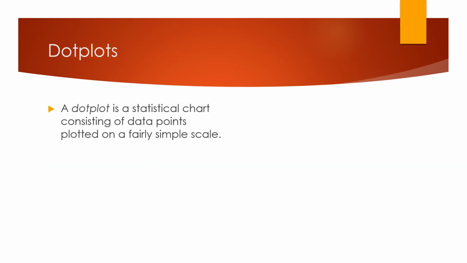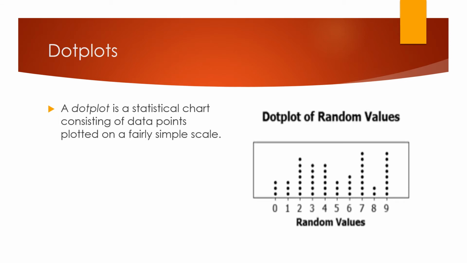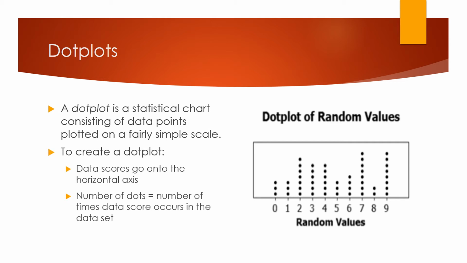Dot plots are another statistical chart that we can use that consists of data points plotted on a fairly simple scale. To the right is an example of what a dot plot looks like. To create a dot plot, your data scores go on the horizontal axis, and the number of dots will equal the number of times the data score occurs in your data set. It's a fairly simple statistical chart to complete.